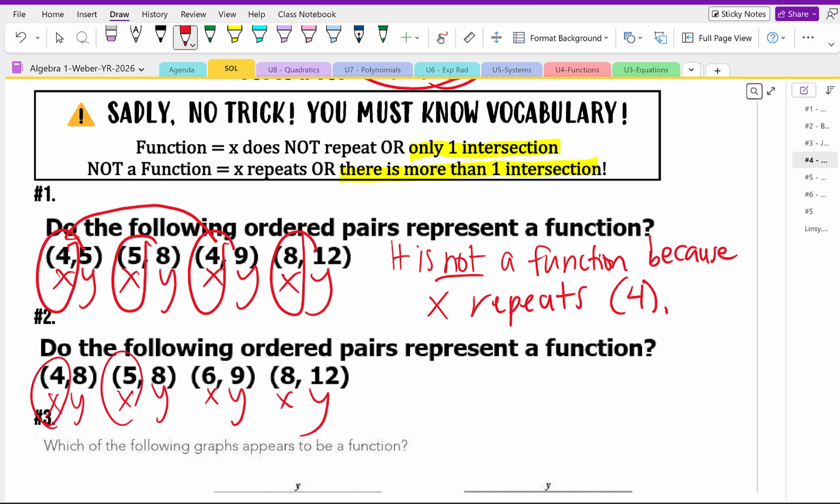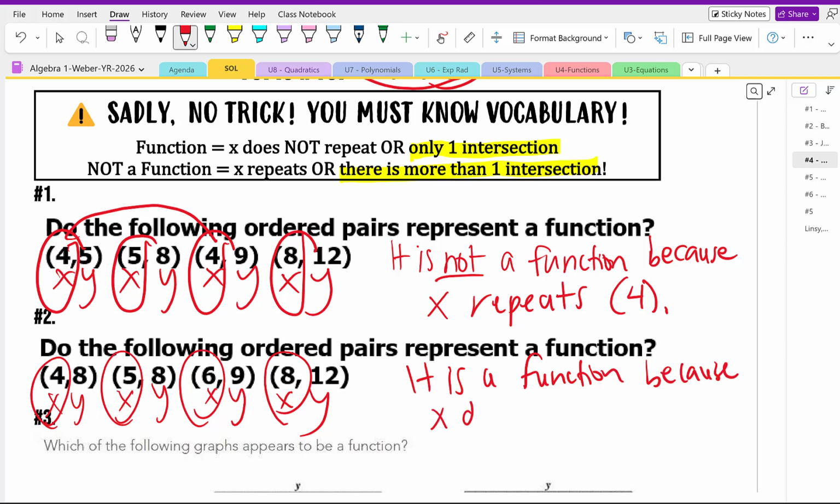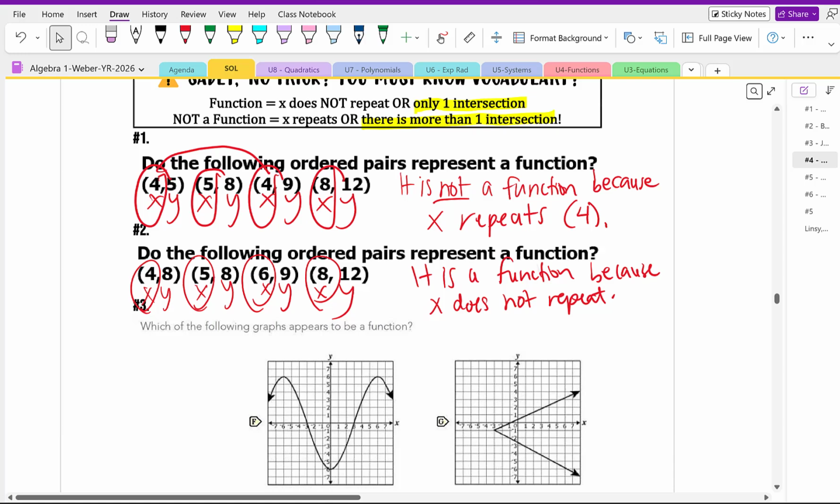X is 4, 5, 6, 8. So it is a function because x does not repeat. Right, good job. Okay, now we're going to finally talk about graphs.